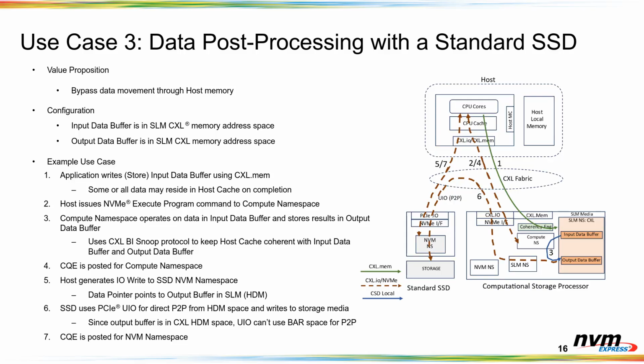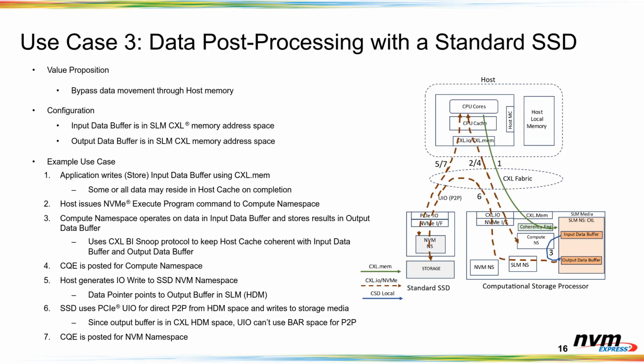We're going to process the data in the input data buffer and write it to the output data buffer. All that is very similar to what we've already seen. Now, where it changes a little bit is in step 5, where the host is going to generate an IO write to the SSD NVM namespace. And it's going to configure that write with a data pointer pointing to our output data buffer in SLM, in the HDM. And it can do that because we have a host address to it.